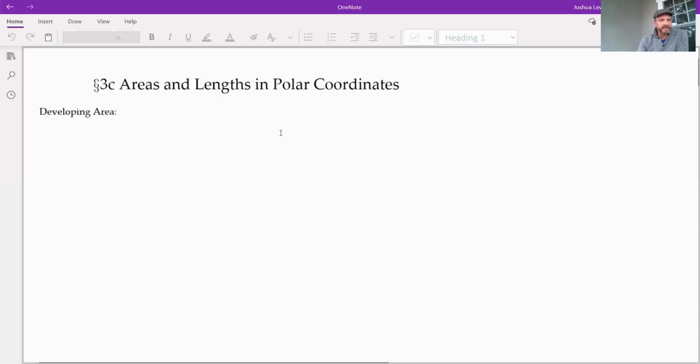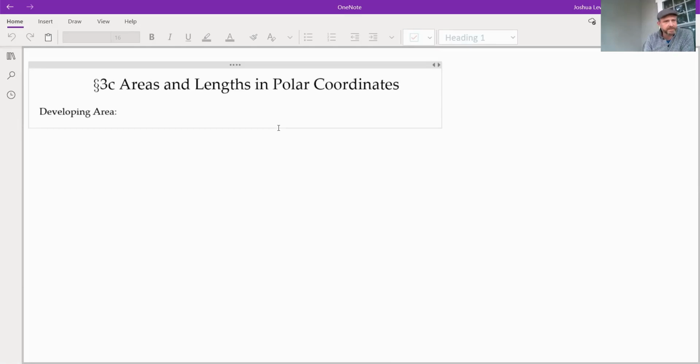Okay, guys, so we've looked at polar coordinates. We've classified some different types of curves. Now, let's get our hands on the actual calculus involved. So let's start just by developing this notion of area, right? That's one of those big topics in calculus.